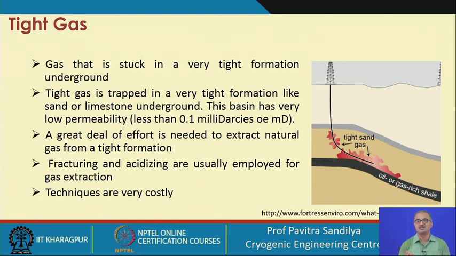Naturally, when they are formed in such tight sources, it becomes more difficult for us to extract this type of gas. This permeability is generally given in terms of the Darcy. You can see that it is less than 0.1 millidarcy, or sometimes we call it mD. This is the kind of rock we have for the tight gases, and to extract this kind of gas, we break the rock or acidize it so that we can get the gas out.